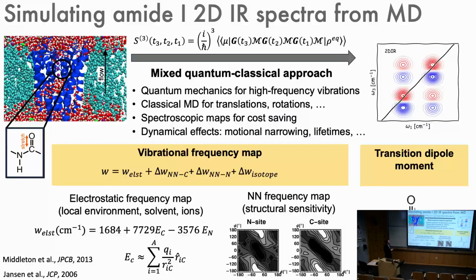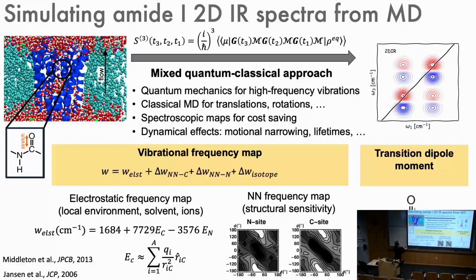A specific approach that has been widely adopted by the community is based on vibrational frequency maps. So you have your MD simulations, you have lots of snapshots, and for every snapshot you need to calculate the vibrational frequency, which for amide 1 has been given in terms of 4 components. This one is electrostatic, so it gives the dependence of vibrational frequency on the local environment. So these are electric fields. If an ion comes in, it changes the electric field. This is the electric field on carbon, the electric field on nitrogen. So ions and water in the local environment change these electric fields, and they change the frequency, right?